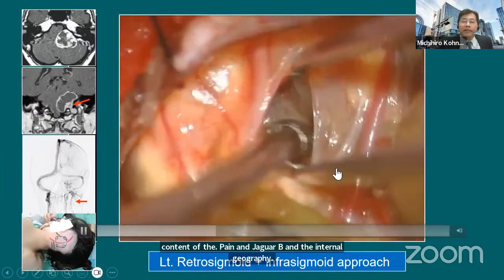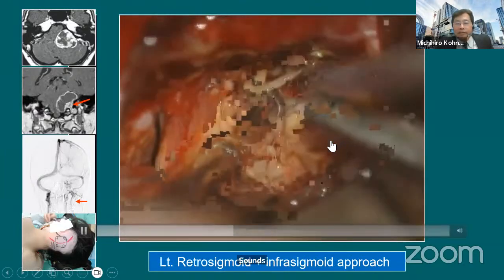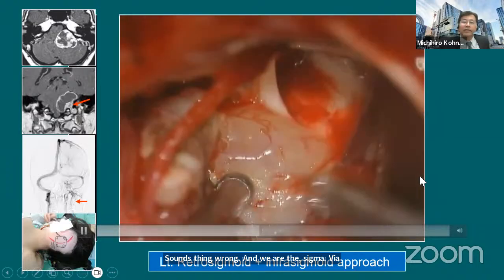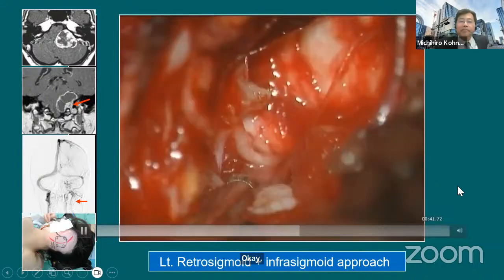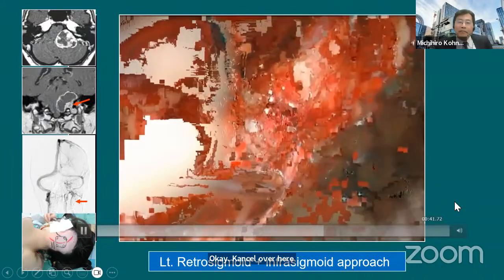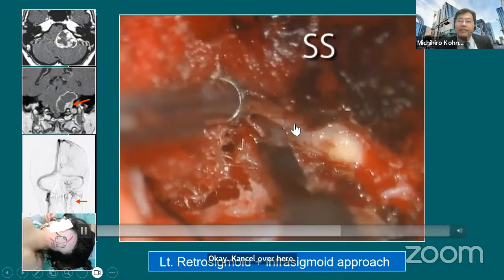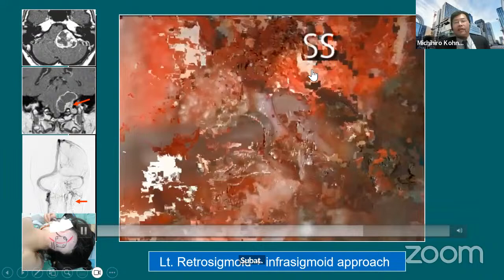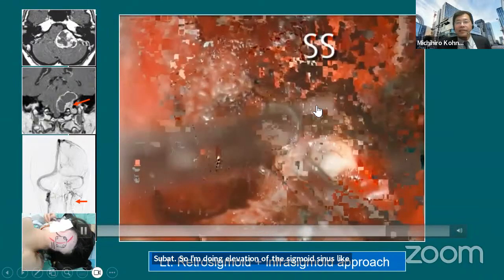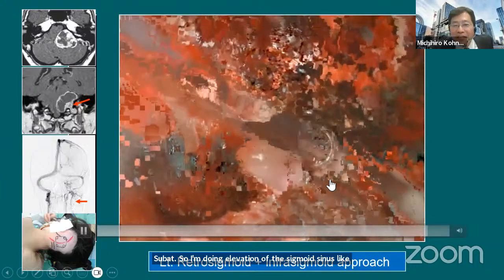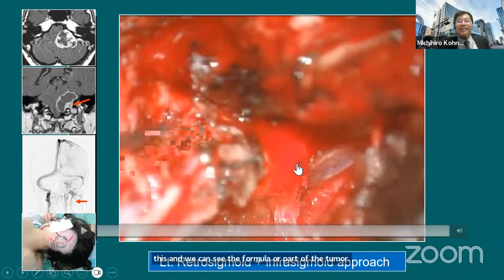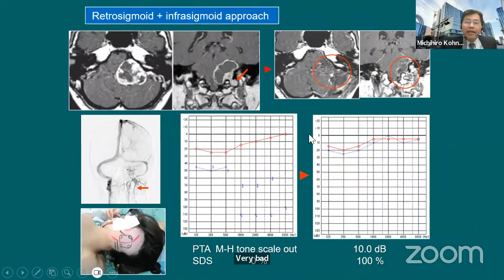Via the sigmoid sinus, via the retrosigmoid approach, 10th nerve here. So I'm doing elevation of the sigmoid sinus like this, and we can see the foraminal part of the tumor. Preoperative hearing disturbance improved to the normal condition. Tumor totally removed.